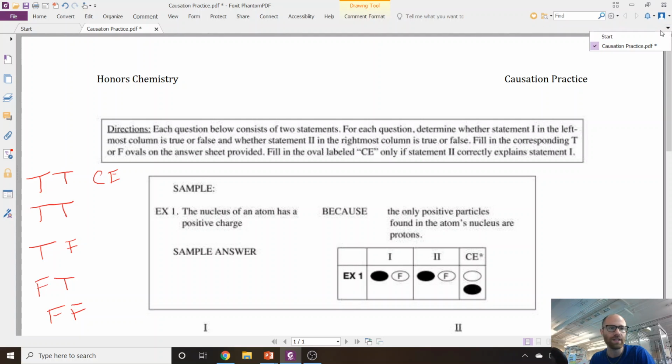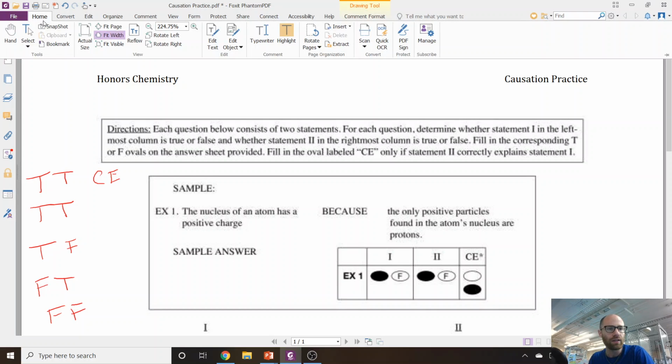I need to drop this down. Nope, I need to drop down the other thing. I'm going to get back to a hand.